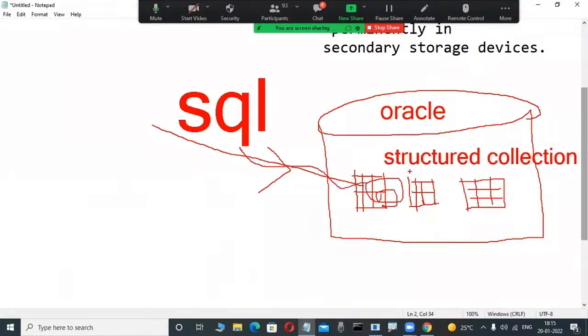But MongoDB and those types of databases are different. There is no SQL language there. That uses JavaScript and those types of languages, and that knowledge is required. But SQL is one separate language, and through that we operate on data in these types of databases.